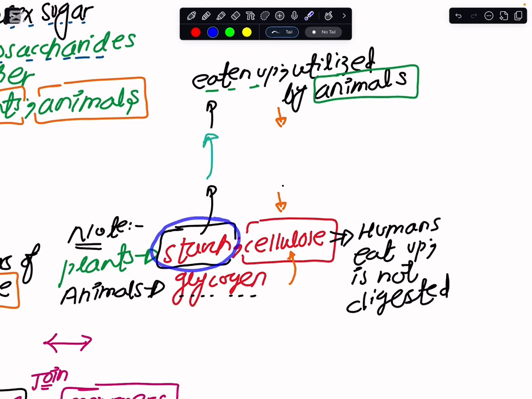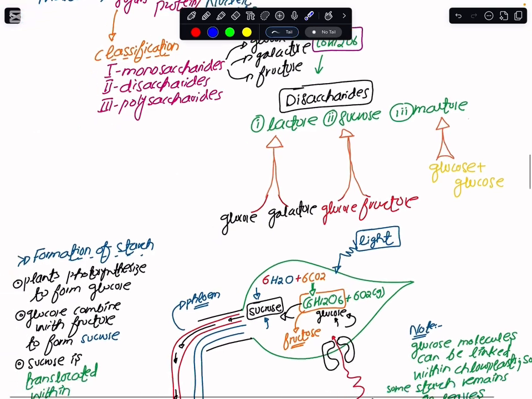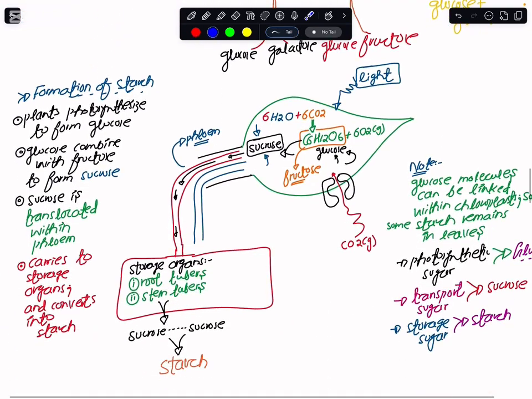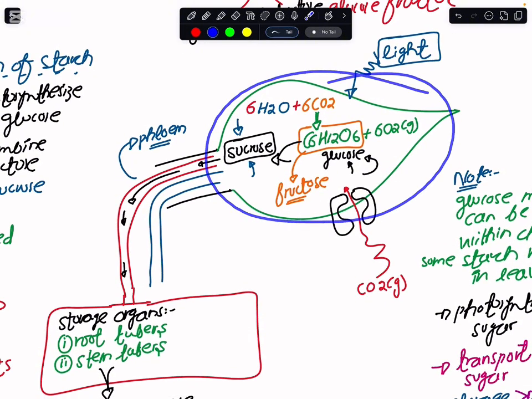The humans can eat the starch, and it would be digested by the animals because we have the enzymes in our body that would allow us to digest these starch molecules. Now, the scenario is: how come the plants that we have with us can make the starch? So you see that here we have got the diagram of the leaf.